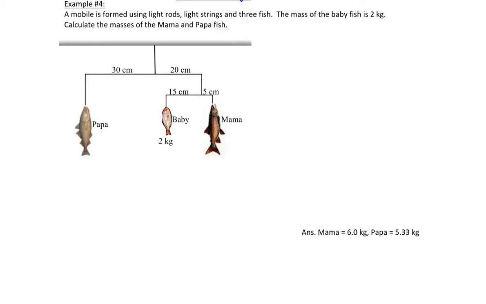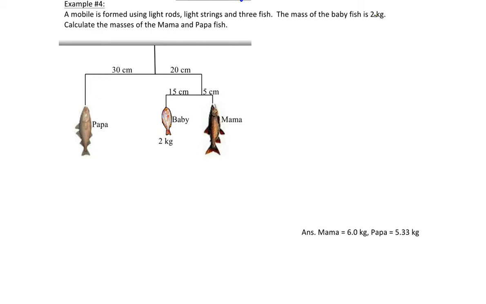Look at example number 4. We have a mobile that is formed using light rods, or essentially massless, and some light strings as well. And we have 3 fish labeled baby, mama, and papa. We're asked to determine the mass of mama and papa fish. And we know that the mass of the baby fish is 2 kilograms.